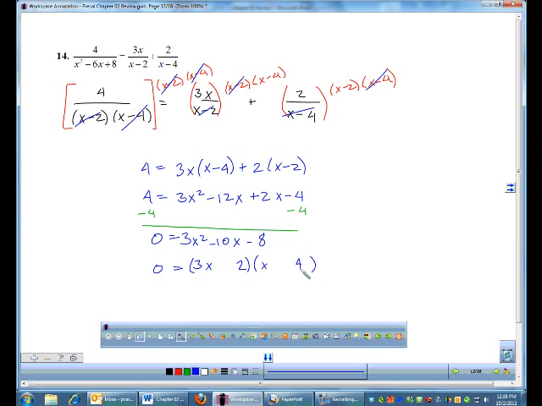Let's try this. And minus 4 and plus 2 will work. That'd be negative 12x, 2x. Yeah, so you can multiply that out to check it. And then you set each factor equal to 0, and you get x equals negative 2/3, and x equals 4. So there's our answer for number 14.